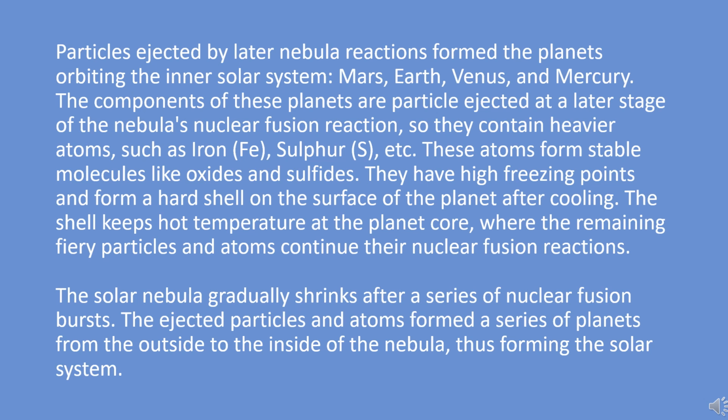The shell keeps the temperature hot at the planet core. The remaining fiery particles and atoms continue their nuclear fusion reactions. The solar nebula gradually shrank after a series of nuclear fusion eruptions. And the ejected particles and atoms formed a series of planets from the nebula outside to the inside, thus forming the solar system.